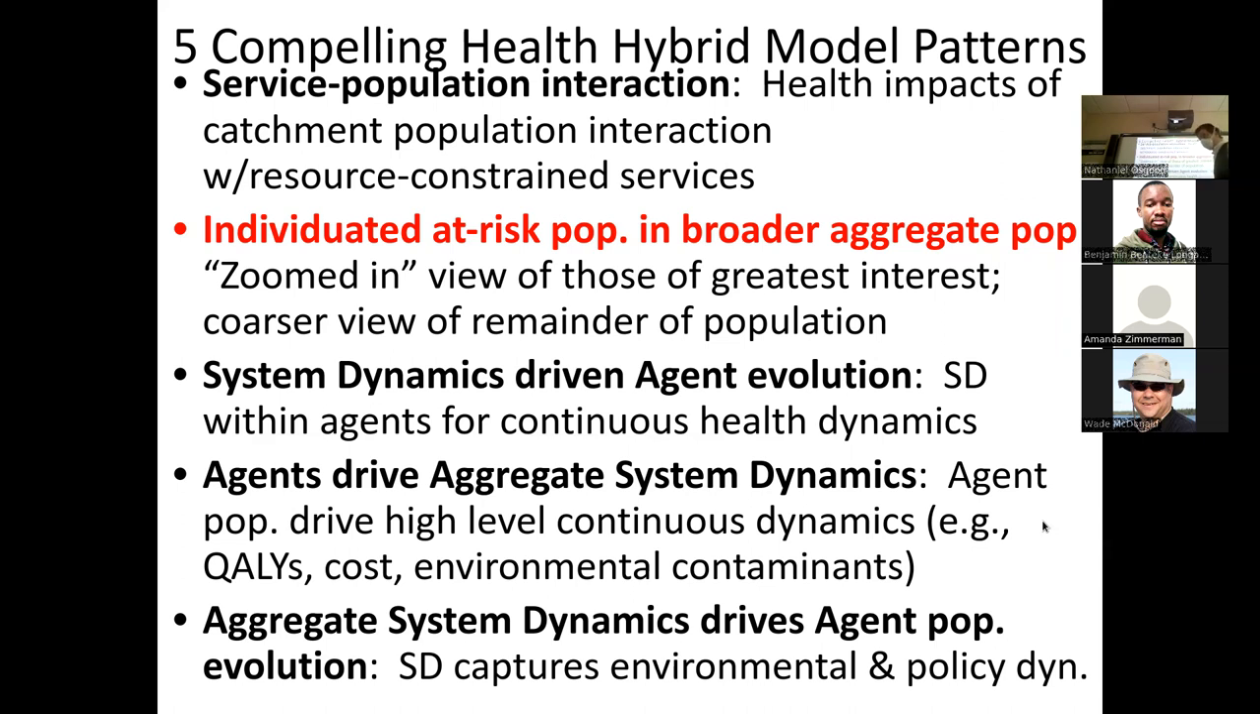And this aggregate population is representing the broader population. But once individuals reach a certain level of interest, for example, often it's associated with a certain level of risk, a threshold of risk, we focus on them. So there's a focal population here that's represented at an individual level, that's individuated, to use a term from philosophy. And we kind of zoom in on those individuals of foremost interest. But for the broader population, they're represented, but in a coarse-grained sort of way.